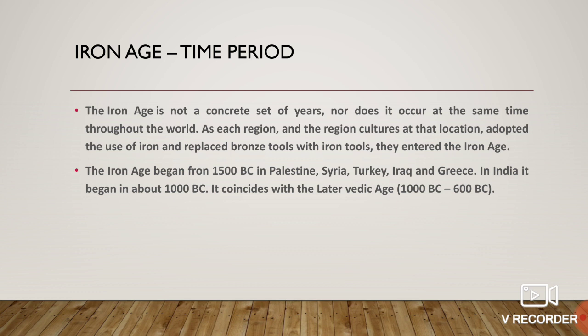The Iron Age began from 1500 AD in Palestine, Syria, Turkey, Iraq, and Greece, whereas in India it began in about 1000 BC, which coincides with the later Vedic age.